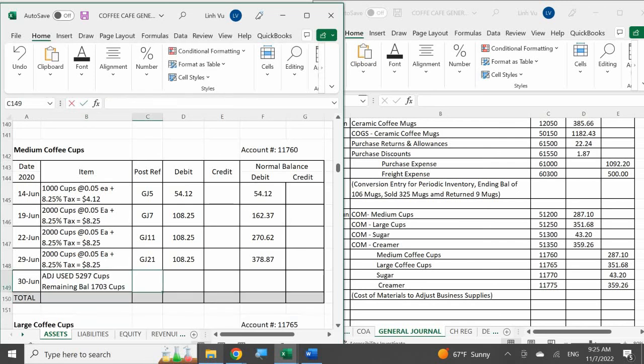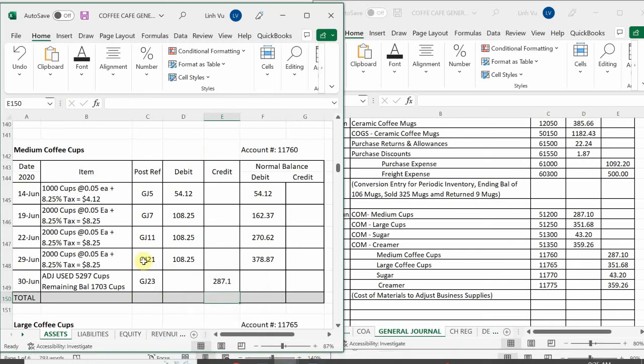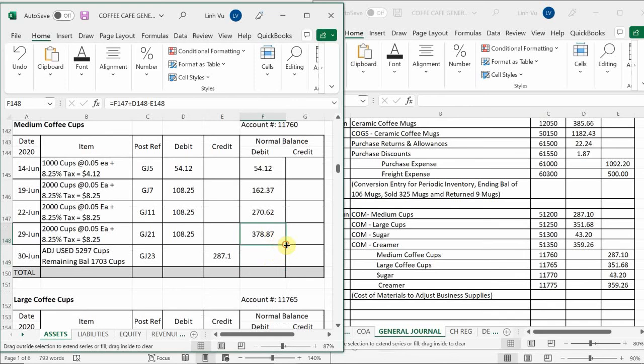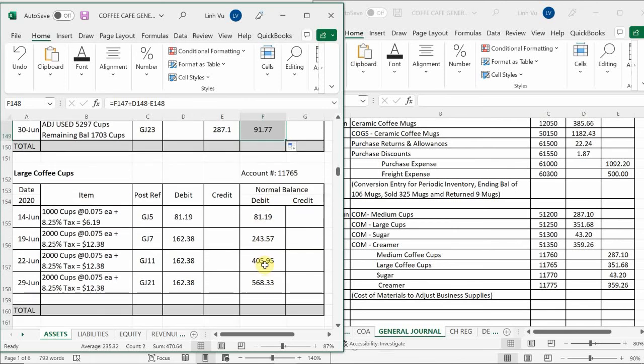So we're going to subtract out that 287.10 because that's how much I used. So how much should I have left in my business supplies for medium coffee? I should be left with $91.77 worth of medium coffee cups. Okay. Therefore, I have to do the same thing for the next one.